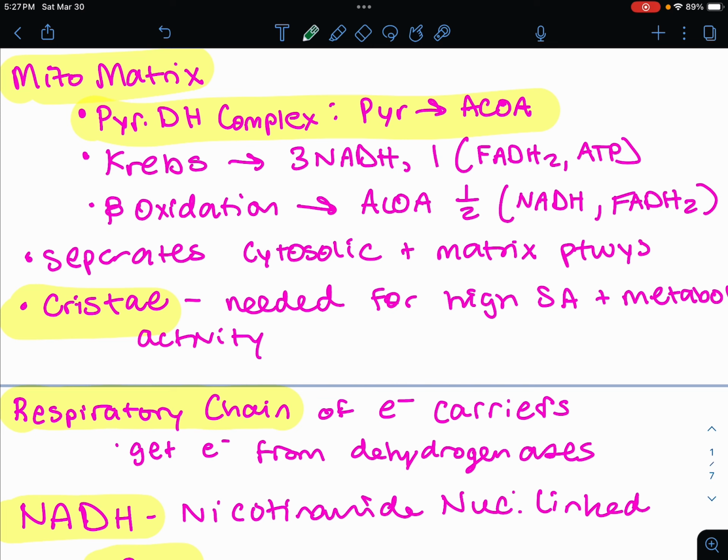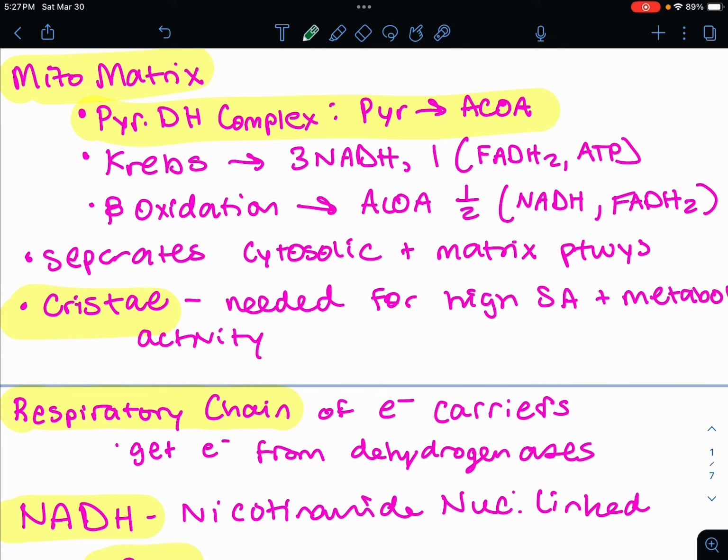Actually, I think that's incorrect. I need to change that. The beta oxidation one is incorrect. I need to go back and change that. Just disregard that. The mitochondrial matrix will separate cytosolic and matrix pathways.